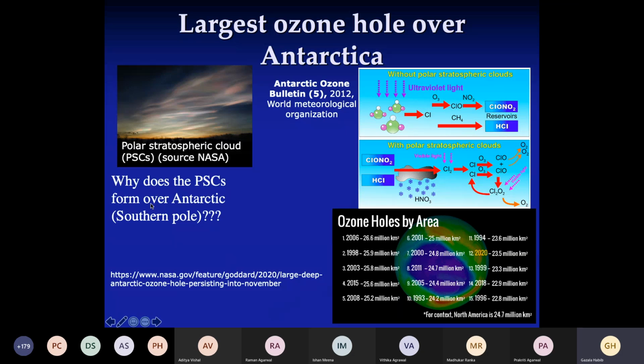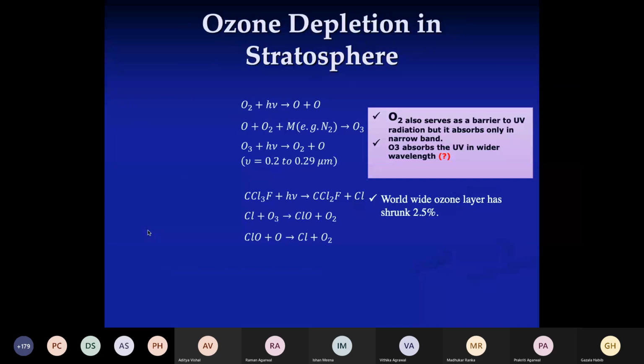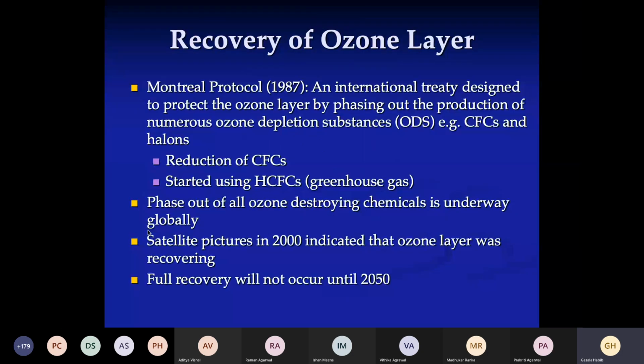So I have already explained why the PSC forms in the Antarctic southern pole, not in the northern pole. So this is the kind of reaction that happens. We have already discussed this last time. So yeah, this is the Montreal Protocol. I told you that reduction in CFC and use of HCFC was started under this protocol, and there is an improvement. But here, see, it's written full recovery will not occur until 2050, means 30 years.